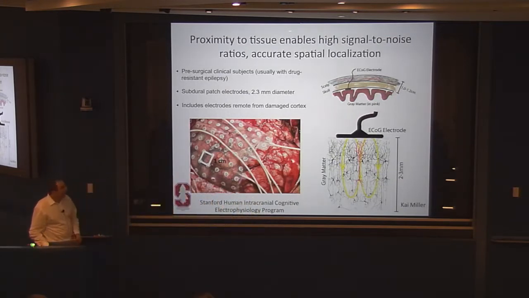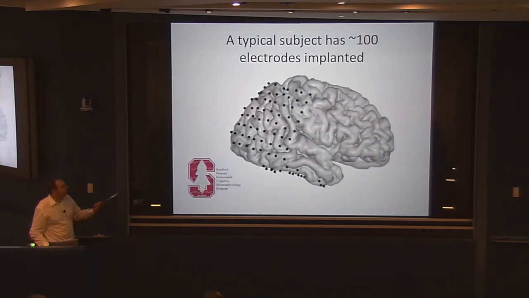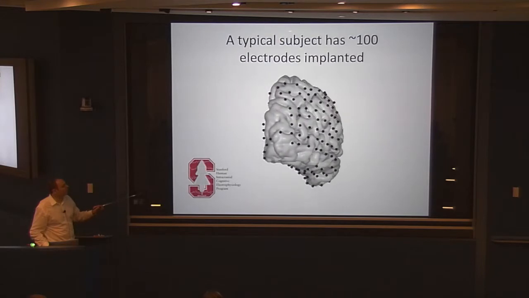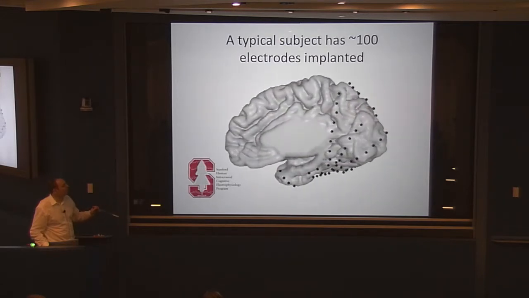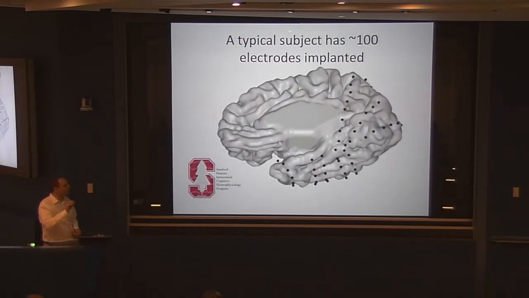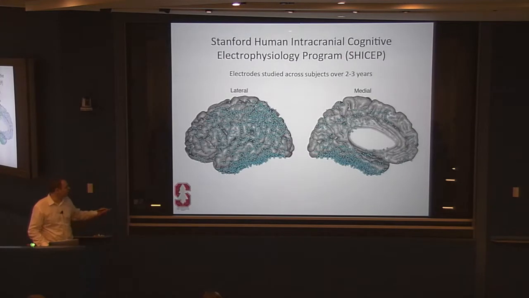Here's an example of a rendering of the right hemisphere of one of our subjects. You can see that they've got on the order of 100 electrodes. The actual source of the epilepsy is rather small, and so we've got a large swath of healthy brain that we can study. The precise locations where these electrodes go will vary from subject to subject. They'll always be in one hemisphere, as far as I know. You never see it in both hemispheres in the same subject. This is one example subject over the period of about 3 years of study at the Stanford Human, this is called SHISA.